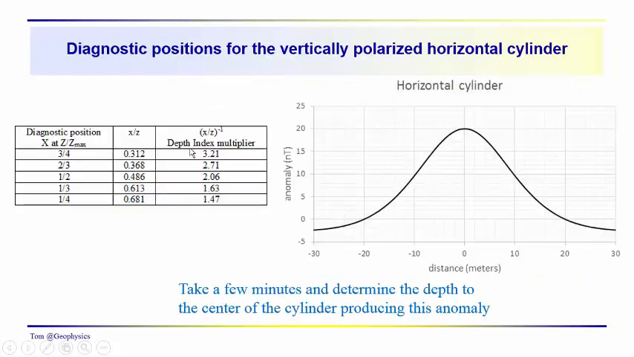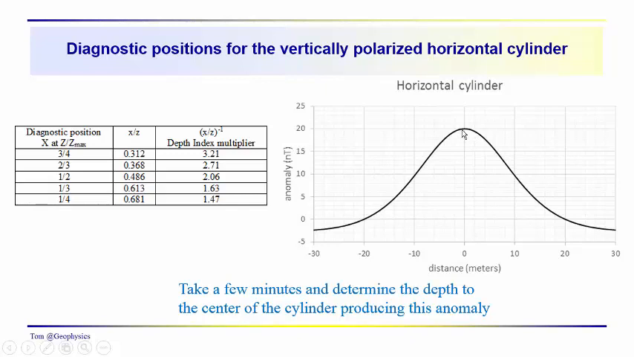Okay, so if we come over here, we do like we did before, the diagnostic positions for the vertically polarized horizontal cylinder. They're listed over here: 3/4, 2/3, 1/2, 1/3, 1/4. These are the values of x over z. These are the depth index multipliers. Now, take a few minutes and determine the depth to the center of the cylinder that produces this anomaly, the anomaly that you see here.